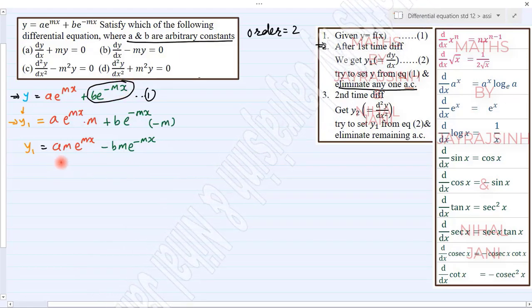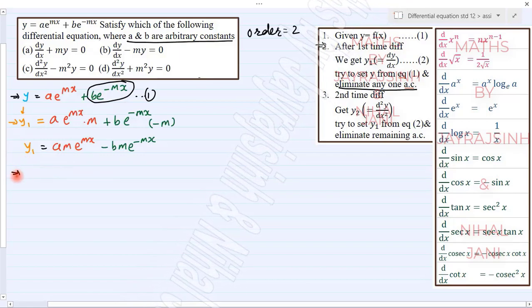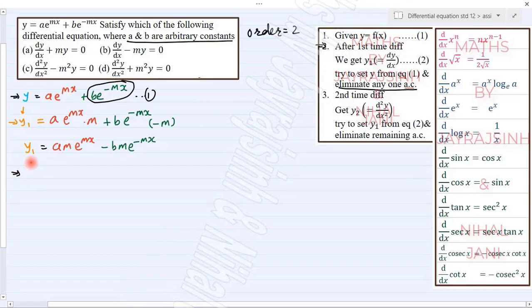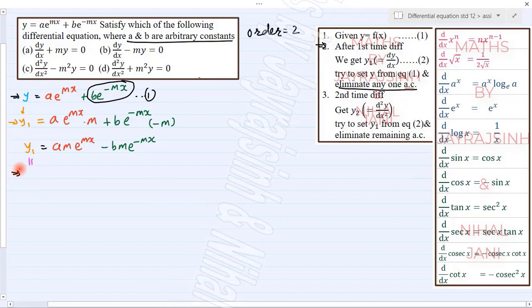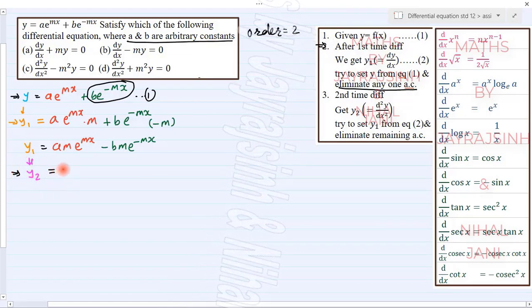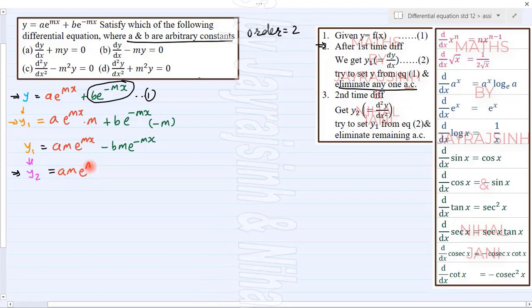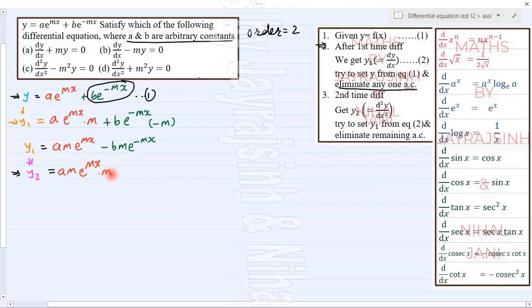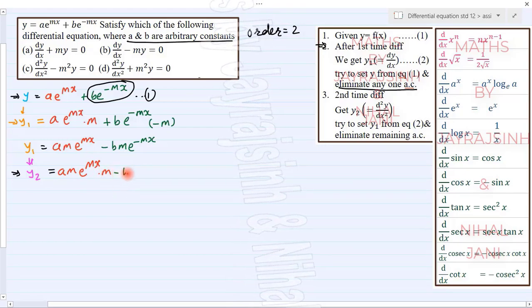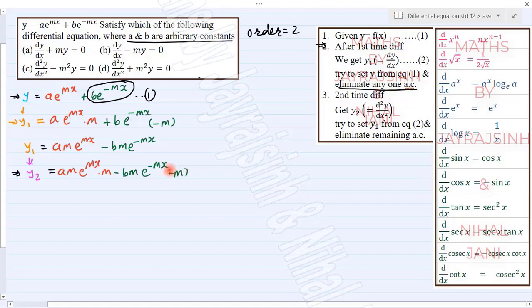Now, traditionally, we have to eliminate any one arbitrary constant, and let's say we can eliminate b from equation number 1. But if we don't eliminate this term and continue differentiating, then we will get the differentiation of y1, which is y2. Then in the first term, am will be as it is, differentiation of e raised to mx will be e raised to mx into m. And in the second term, bm will be as it is, and differentiation of e raised to minus mx will be e raised to minus mx into minus m.